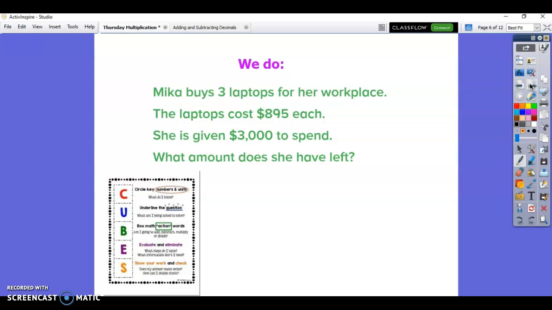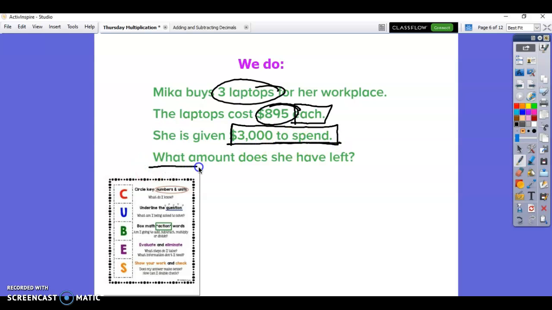Okay, so here is another one. Micah buys 3 laptops for her workspace. The laptops cost $895 each. She is given $3,000 to spend. What is the amount that she has left? So this one sounds a lot like the first one I did. So it is a multi-step problem. So if she's buying 3 laptops for $895, step 1 is going to be 895 times 3.